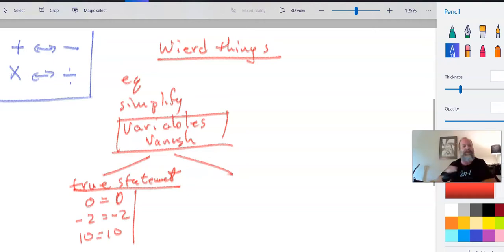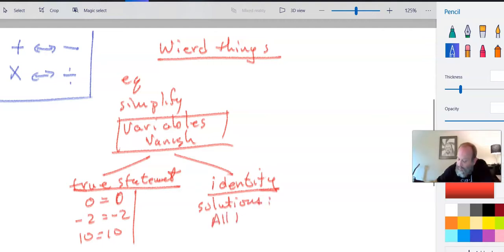There's no place to plug in a variable and change the value of one side. 0 equals 0, negative 2 equals negative 2, 7 equals 7. When you get something equal to itself, that's called an identity, right? So that's terminology you need. What it means is that the solutions are all real numbers, right? And there's a symbol for that.